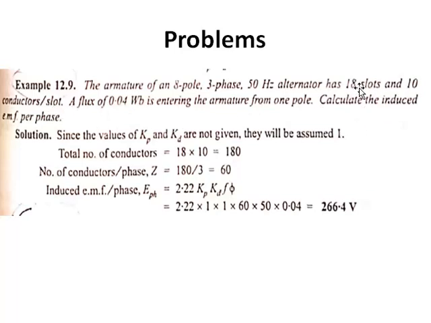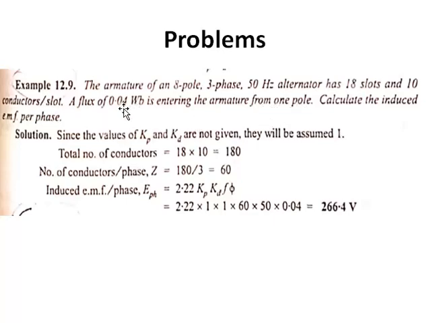So 18 slots, and in one slot there are 10 conductors. How many conductors do we have in total? 18 into 10, so we have a total of 180 conductors. You have to remember that. Then a flux of 0.04 Weber is entering the armature from one pole.